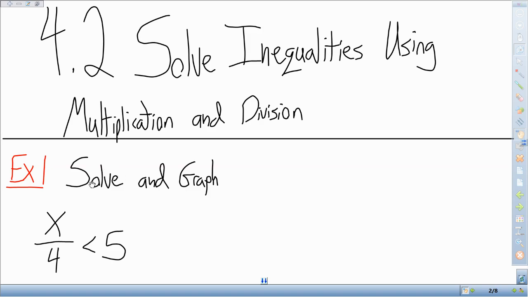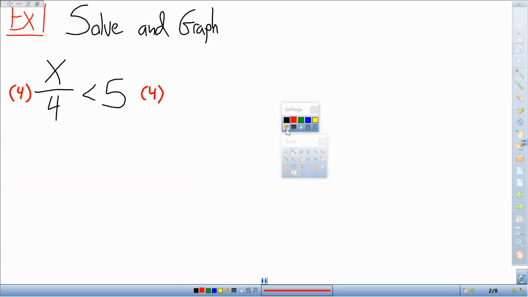All right, so they want us to solve and graph. First thing, pretty simple problem. I noticed that our variable is being divided by a number, so we're going to undo that with multiplication like we always would. So I'm going to multiply both sides by 4. All right, so they're canceling here. When I multiply both sides by positive 4, no reason to flip the inequality, staying the same. Over on the right, looks like we have 20.